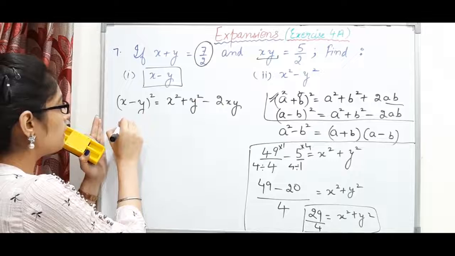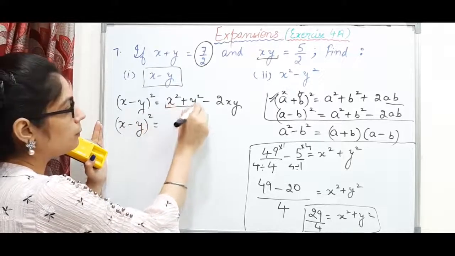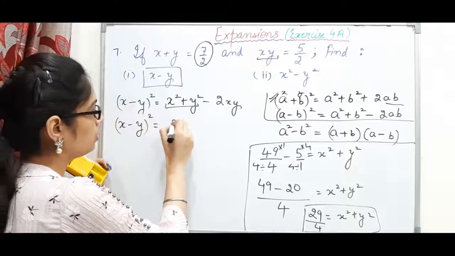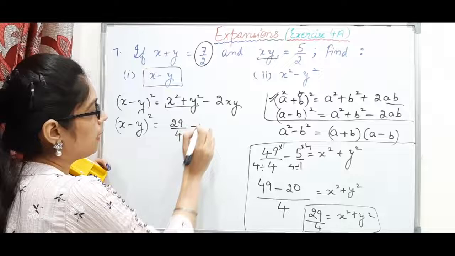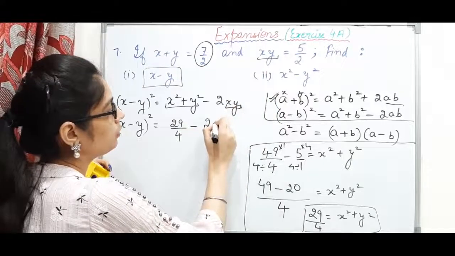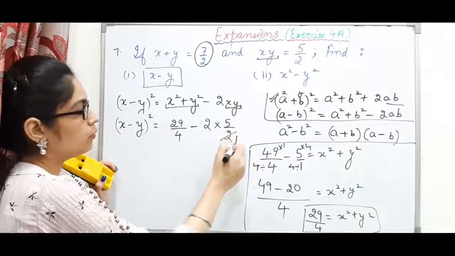So x minus y whole square we have to solve. I will write it as it is. X square plus y square, just now we have calculated, it is 29 by 4, minus 2 into xy. Xy is given to us as 5 by 2, so I will just substitute the value of xy here. 2 and 2 will get cancelled.